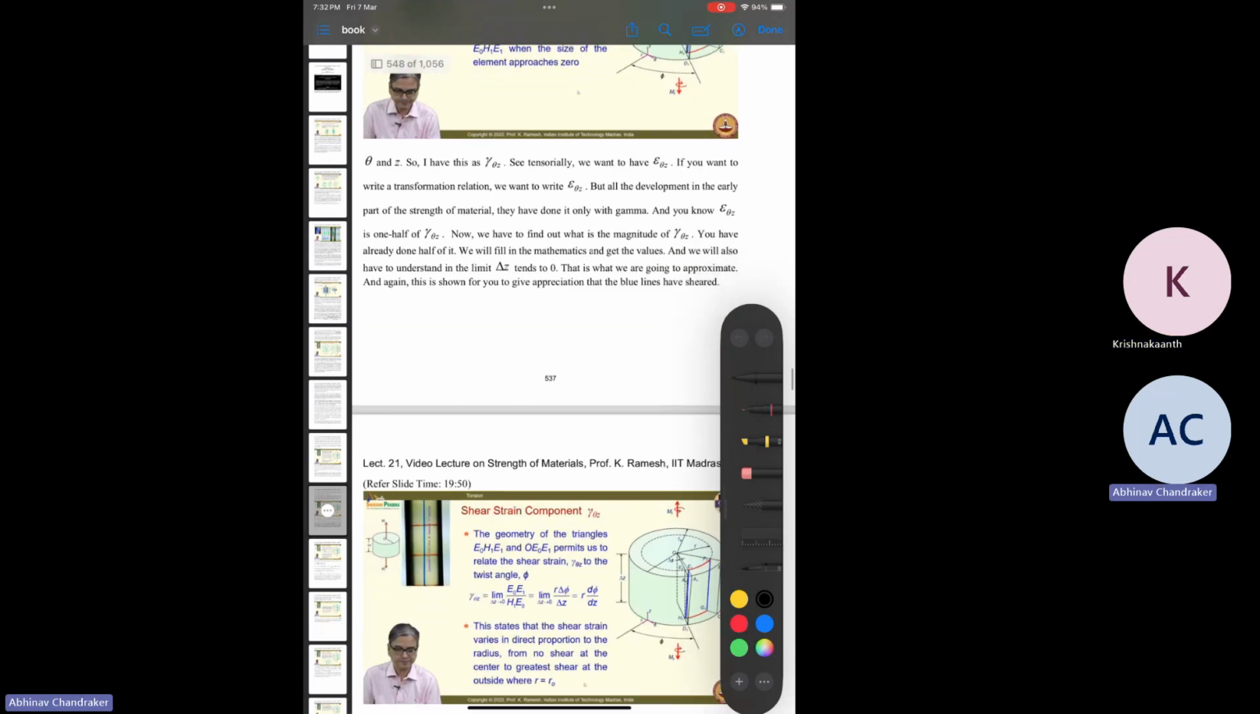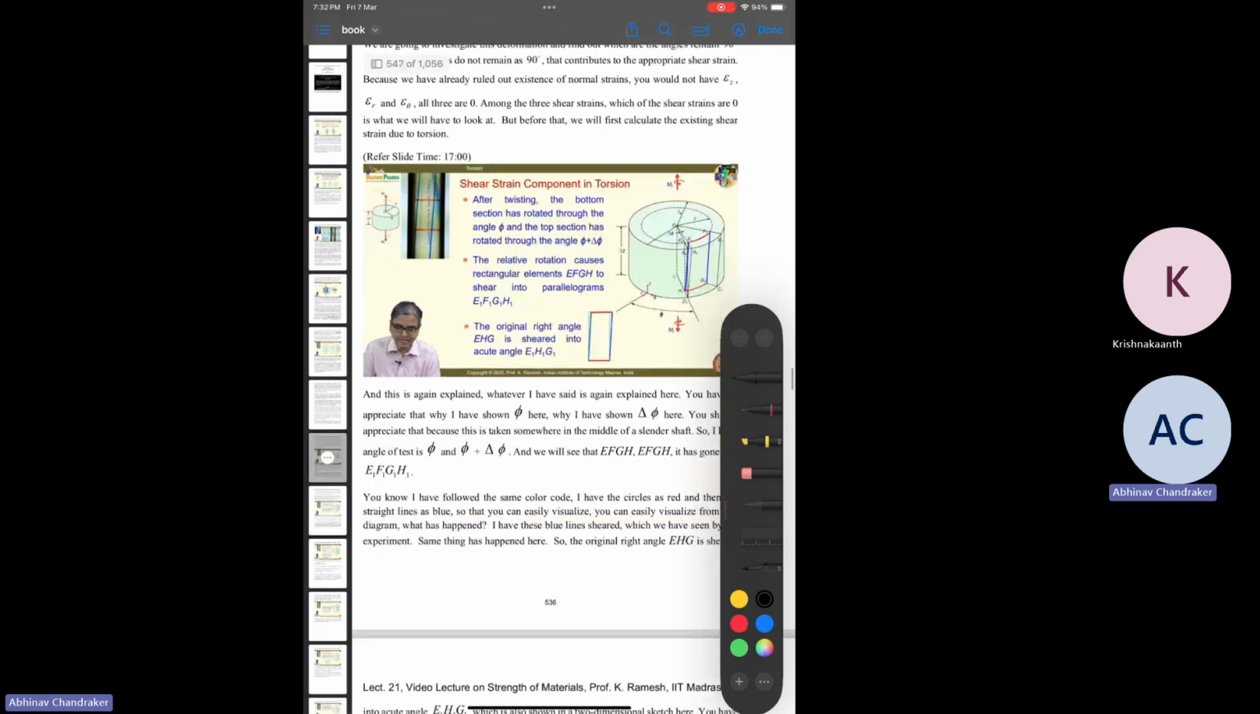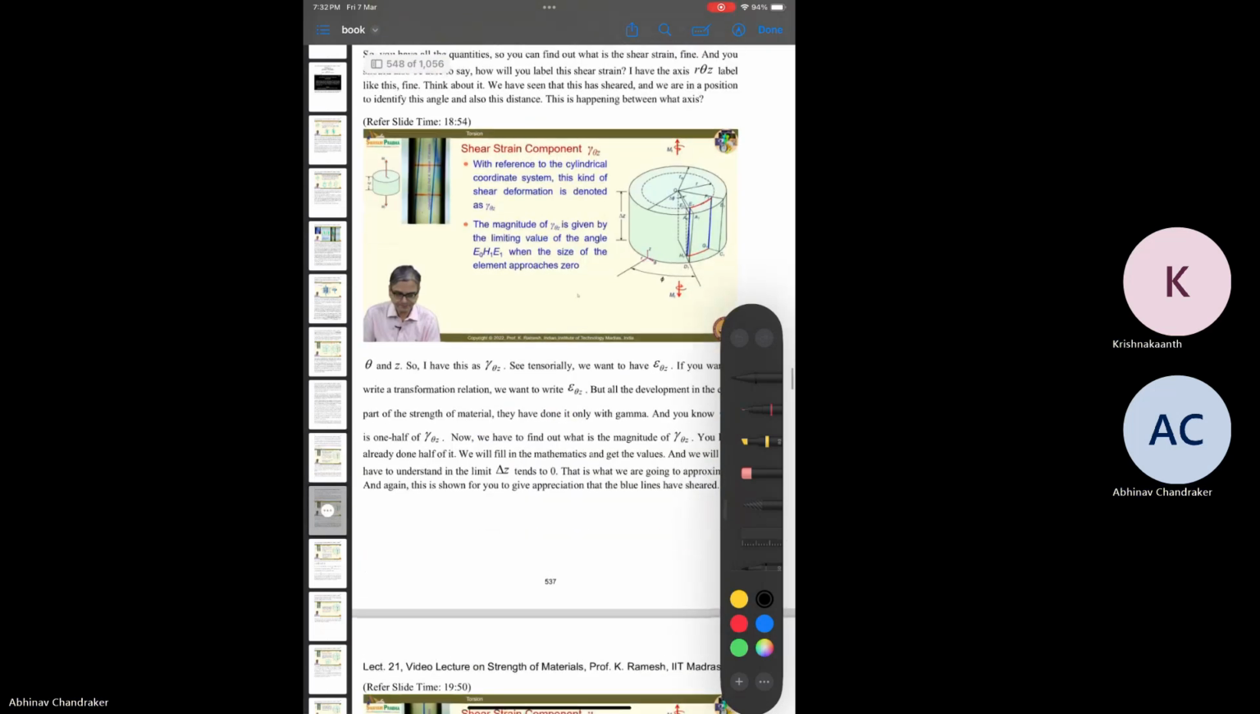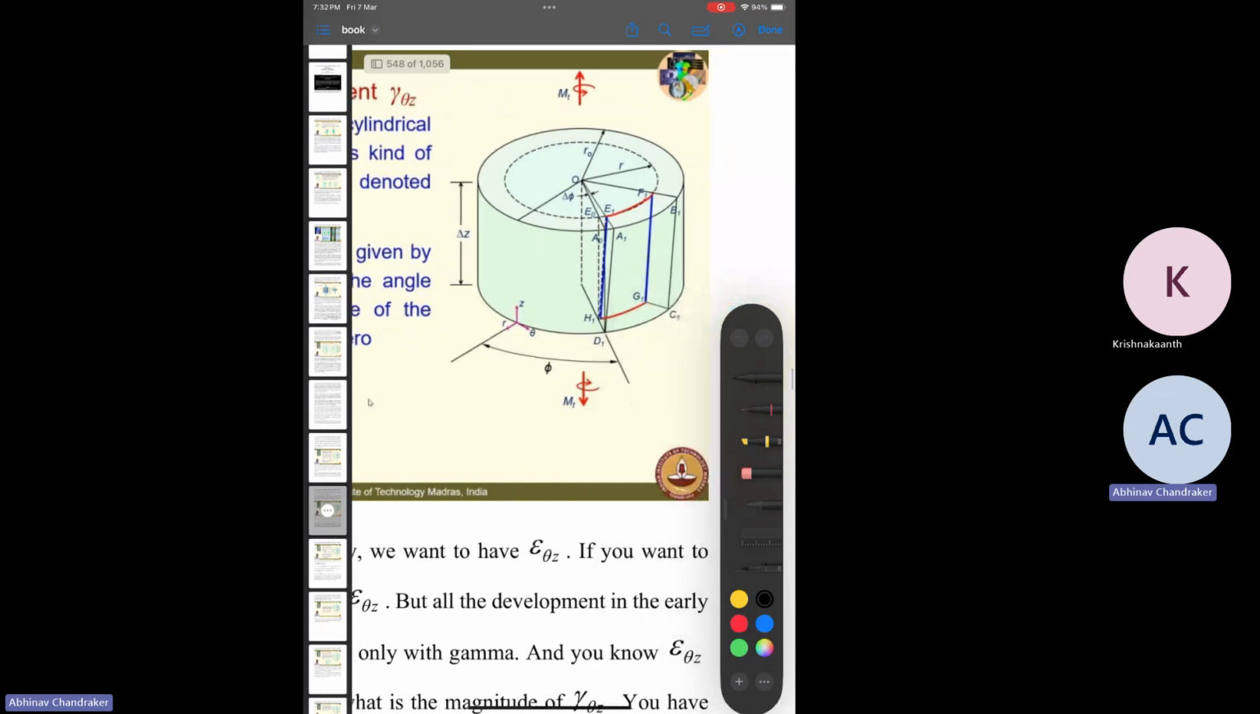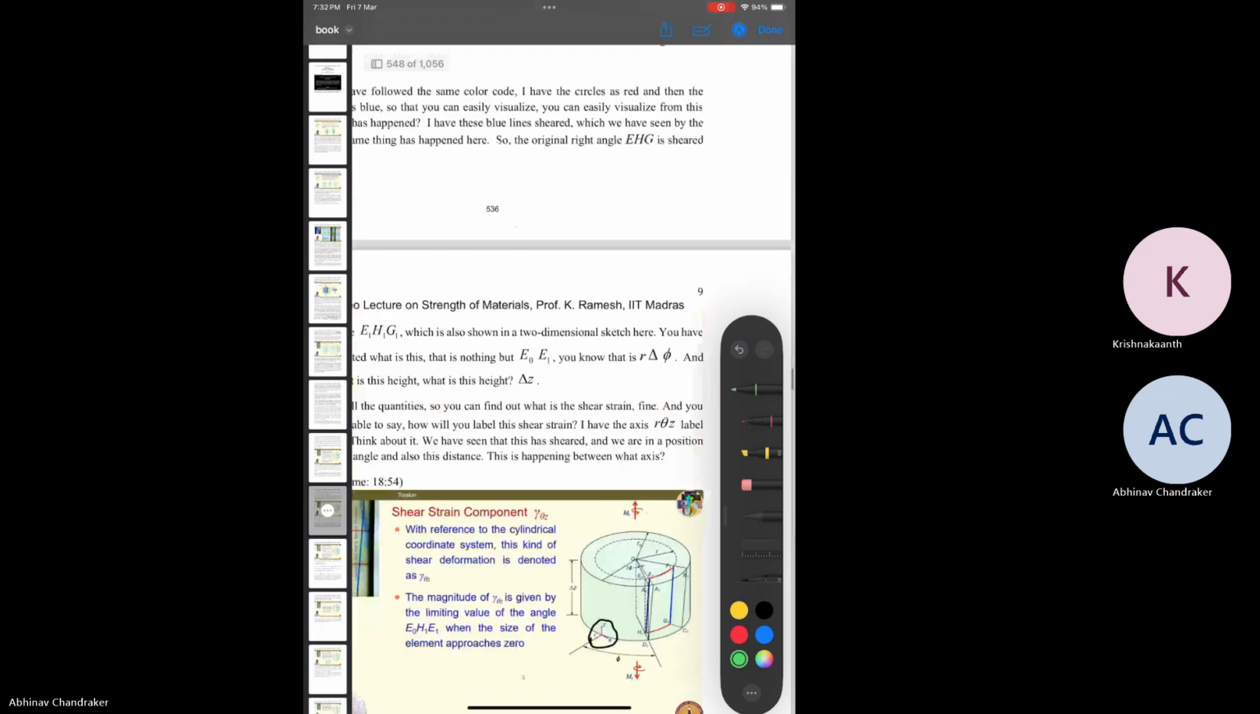Sir is also explaining in a similar manner. You can look at it, it's visible. So this is the theta z plane picture, this is the coordinate system, and the theta z plane is the e naught f1 h1 g1 one. Like it's here also.